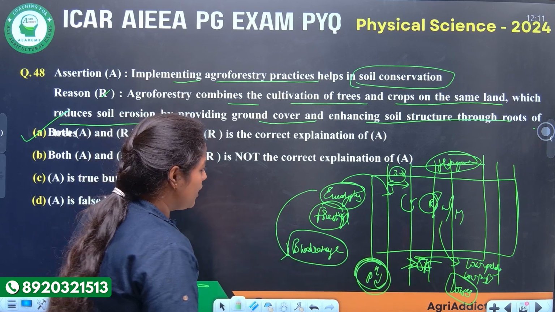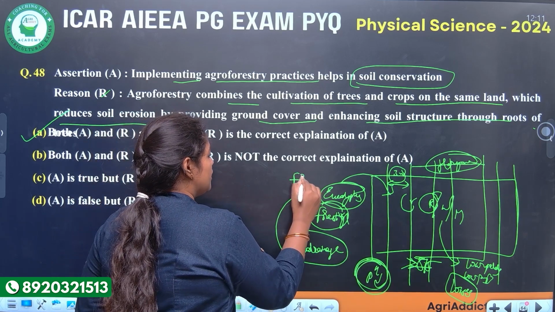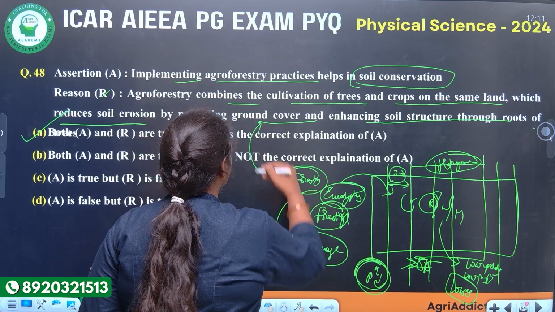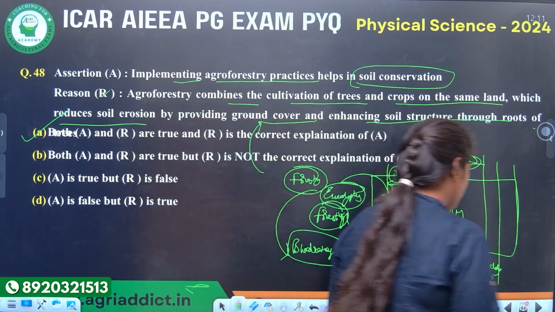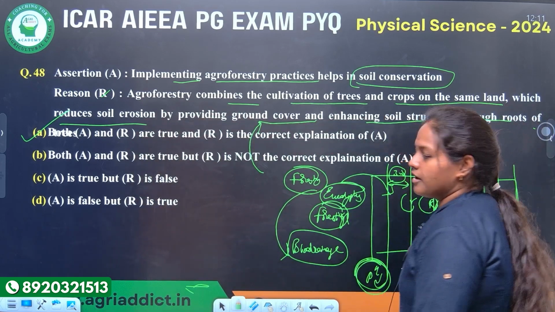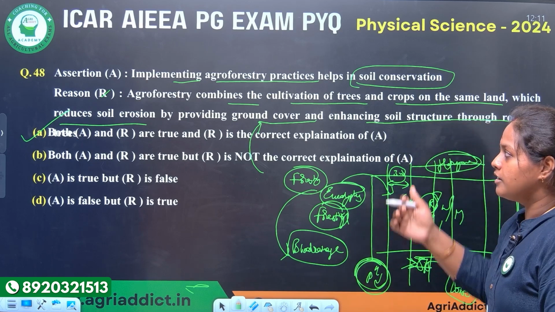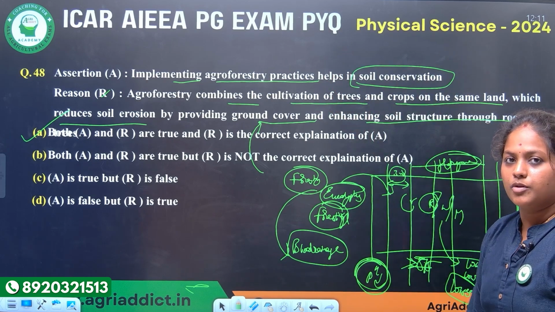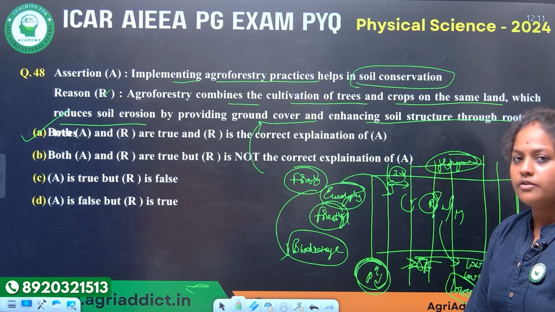So by introduction of forest species, there are n number of benefits, not only those listed in the reason, but also there are n number of benefits associated with this agroforestry practice. And there are also many agencies that are promoting agroforestry in case of agriculture.